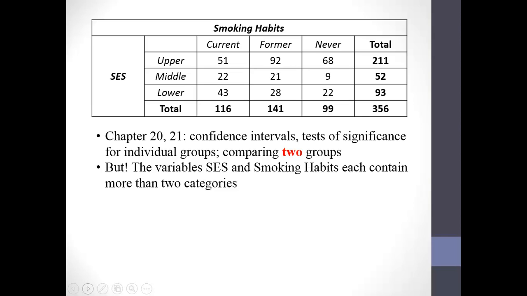We could also, in chapter 21, compare groups. We could compare the proportion of upper class folks who are current smokers with the proportion of middle class folks who are current smokers. You could do a number of groups there. For each cell, you could calculate a p-hat and do a confidence interval or a test. But the point is that each of these variables has more than two categories. Instead of just yes or no, we have three categories: current, former, never; upper, middle, lower.